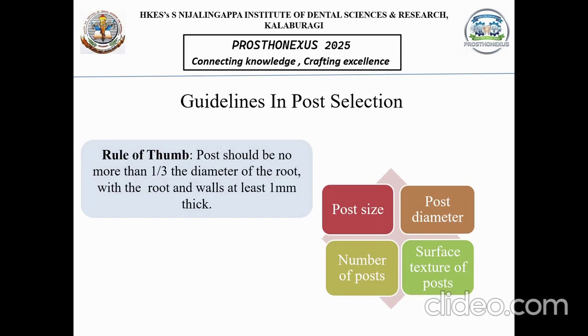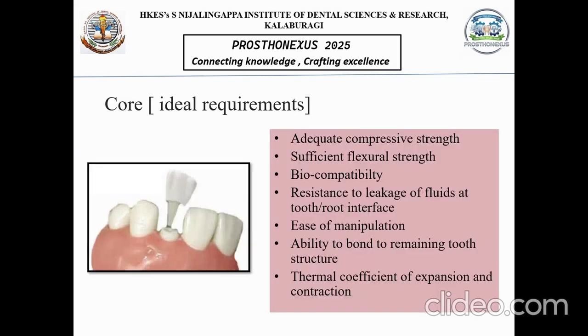Guidelines in post selection: we have something called the rule of thumb. The post should be not more than 1/3 the diameter of the root, with the root walls at least 1 mm thick. What is the post size, post diameter, surface texture of the post, number of posts? These are the factors to be kept in mind when we go ahead with selection. Now, coming on to the ideal requirements for a core, it should have adequate compressive strength and flexural strength. It should definitely be biocompatible, resistant to leakage of fluids, able to bond to the remaining tooth structure, and it should have a minimum thermal coefficient of expansion and contraction.